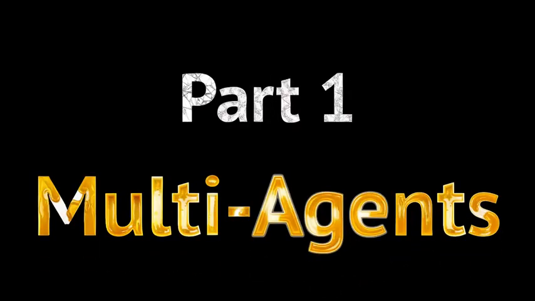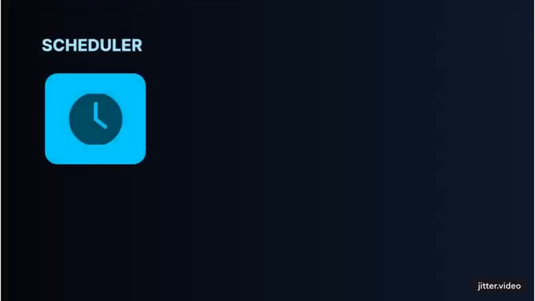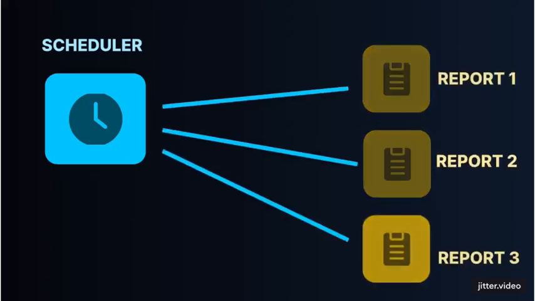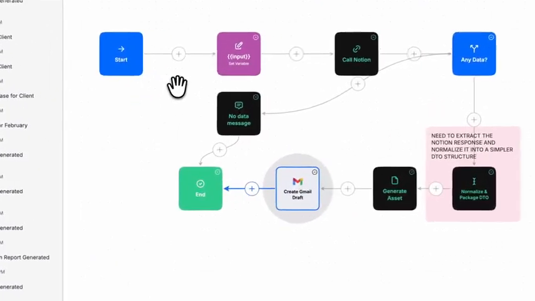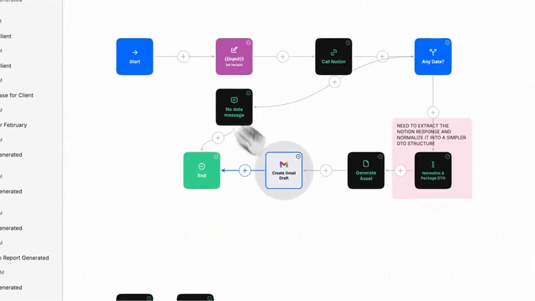Welcome to part 1 of our 2-video series on building multi-agent systems with a central orchestrator and child agents. In this first video, we're focusing squarely on how to set up and configure the child agent.